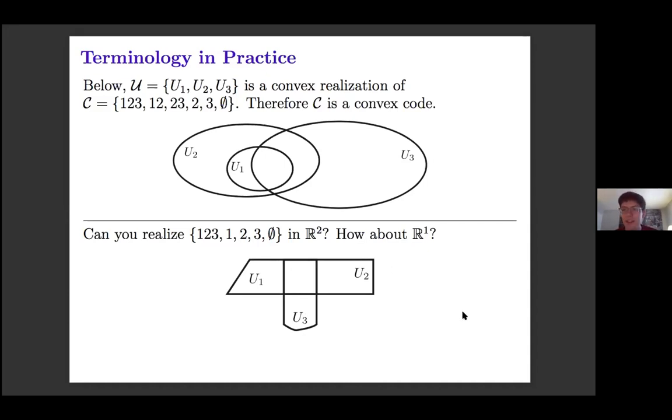And notice we can't do this in R1 because I kind of need a second dimension to have this U3 poke out of this place where U1 and U2 meet. This is an example we can do in R2, but not R3. I'm sorry, not R1.